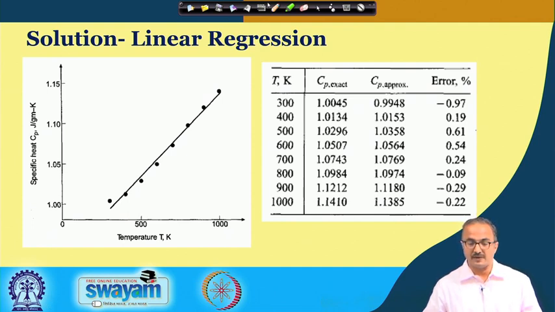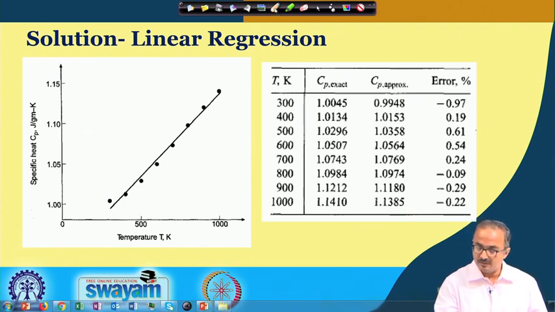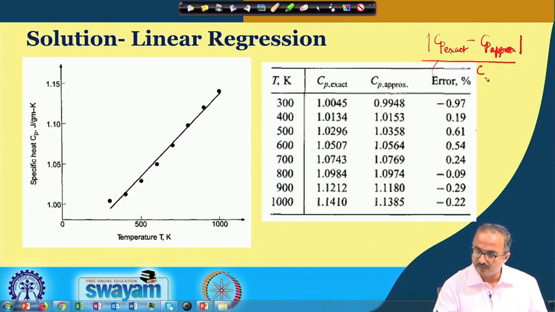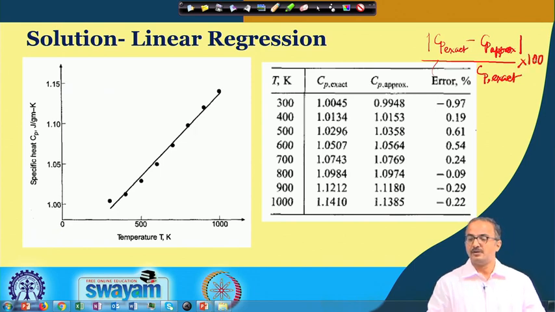Okay. So for finding this percentage error, what we are doing is nothing but the mod of the exact minus approximate, divided by the exact, into 100. Okay. So this is how we are able to get the percentage error.